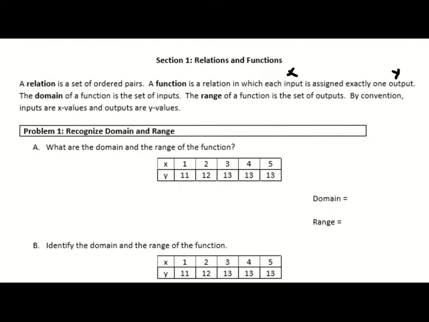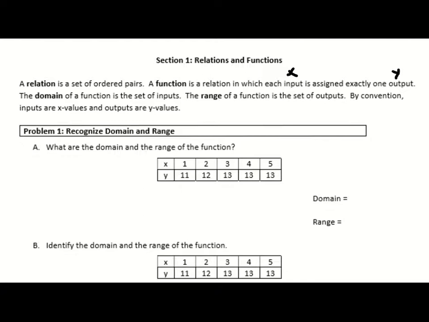The domain of a function is a set of inputs. So domain are your x values. The range of a function is the set of outputs. So that would be your y values. By convention, inputs are x values and outputs are y values, as I've already stated a couple of times.